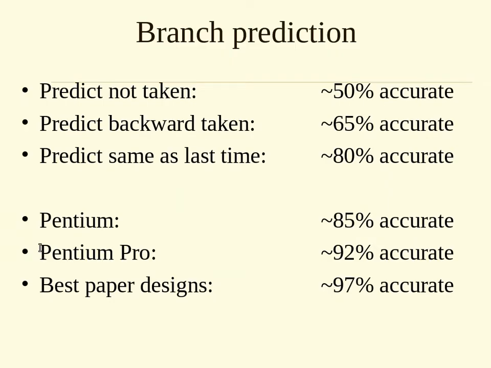Can we always do that? Well, turns out to be a little different. If we predict not taken, we're accurate 50% of the time. If we predict backwards taken, 65%. What backwards taken means is that if the offset is negative, predict taken.